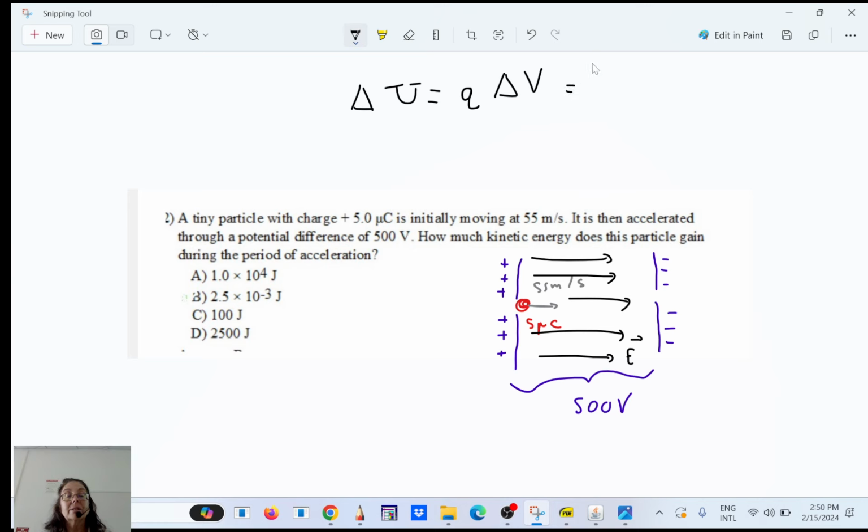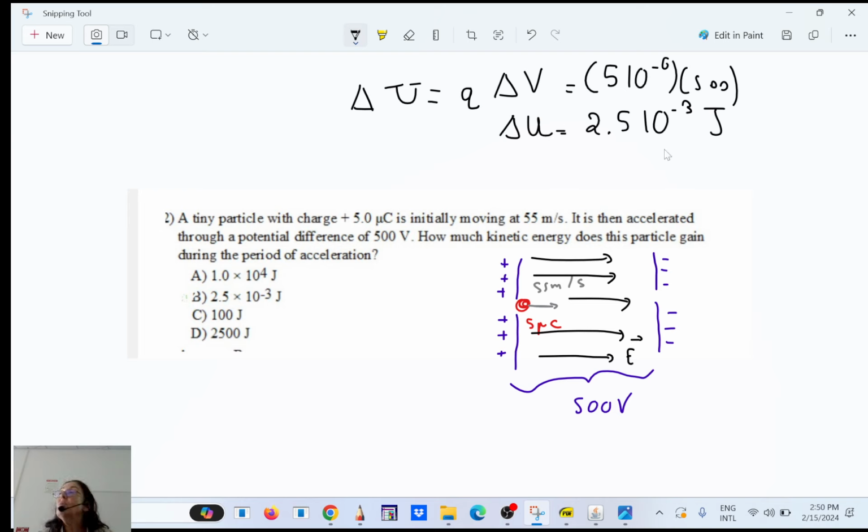So can you do the computation? What did you say? 2.5 times 10 to the negative 3 joules. Yes, that's how much potential energy it's going to lose, and that will turn into kinetic energy. It's losing potential energy and gaining kinetic energy.